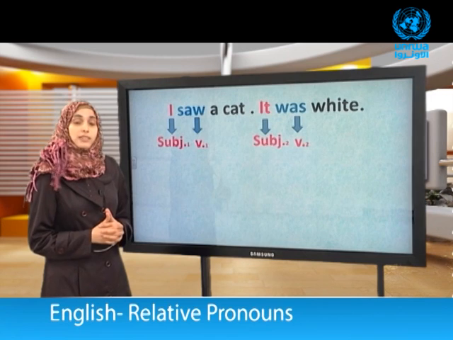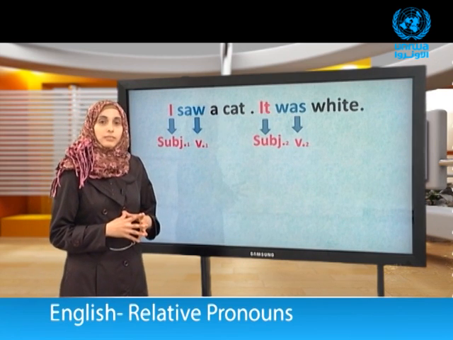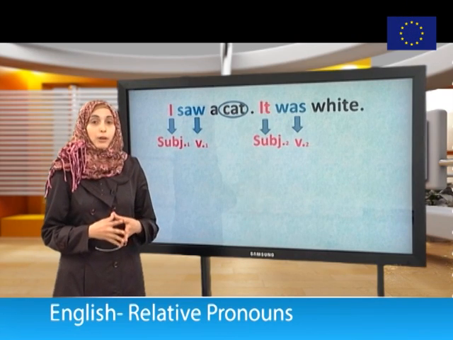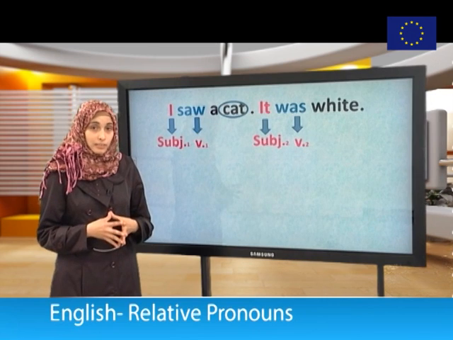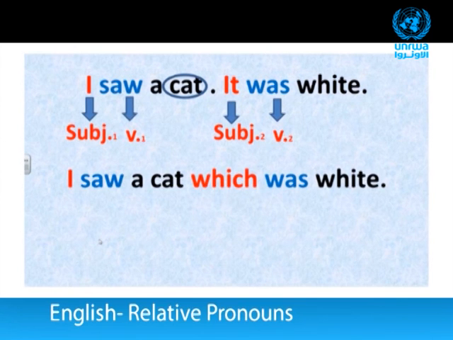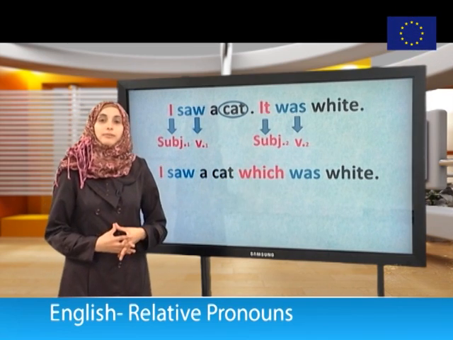Now, if I asked, what was white? I would say a cat. So, here I'm talking about a cat, an animal. So, how could I join the two sentences? Let's see. I saw a cat which was white.